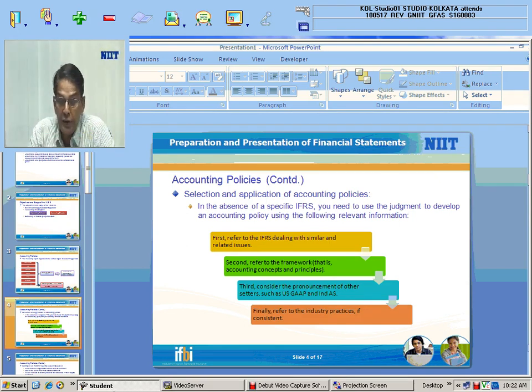This way IFRS is more flexible and requires discretion compared to US GAAP, which is more rule-based. US GAAP is more rule-based. IFRS allows certain discretion, particularly when there is no specific guidance available under IFRS on certain issues, but even in making use of the discretion, these are the steps to be followed by the entity.